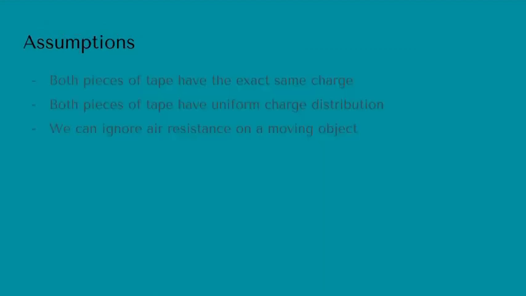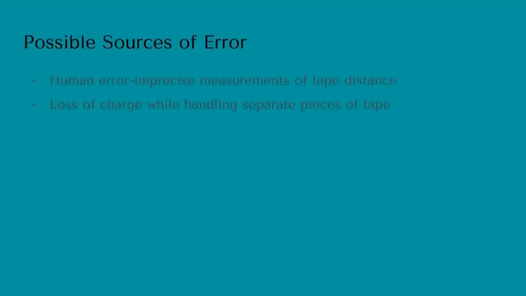So for this lab, we needed to make some assumptions. These three included that both pieces of tape have the exact same charge, both pieces of tape have uniform charge distribution, and that we can ignore air resistance on a moving object. Some possible sources of error in this lab include human error when we were measuring the distance that the tapes began to float, as we were just using the naked eye, which is not that precise, as well as the loss of charge that was caused while handling the separate pieces of tape.